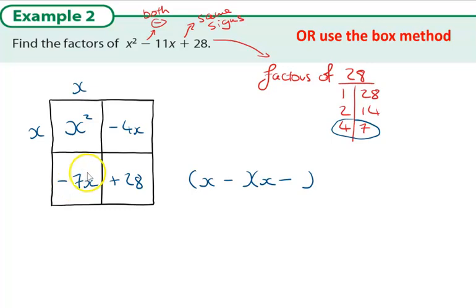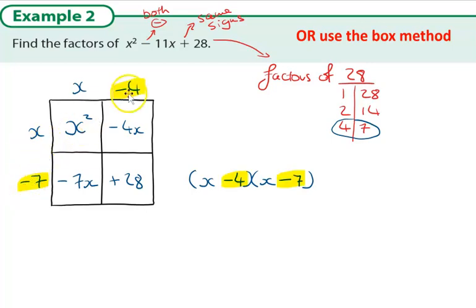So then I have to think, well, what multiplied by x will give me minus 7x? So what's going to go here? Or you could say minus 7x divided by x is what? And likewise, what multiplied by x will give me minus 4x, and that will go here. Or you could say minus 4x divided by x will give me whatever goes there.